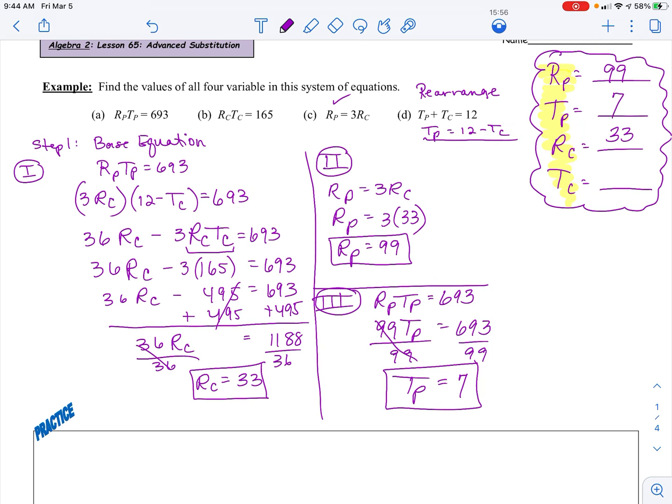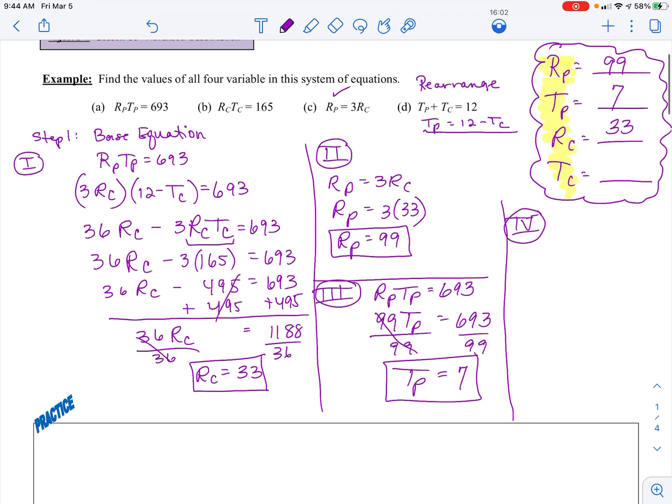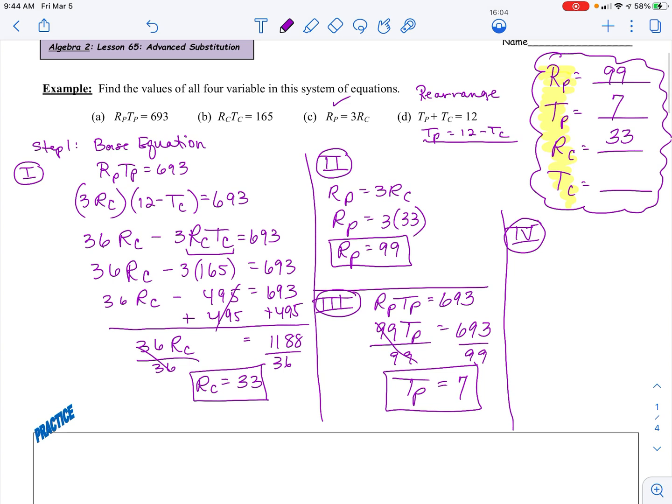So I've gotten 3 out of my 4 variables, which is great. And we'll need one more calculation to figure out TC. So I have RP, TP, RC. So look back up at your 4, see where that would be a best fit. I'm going to choose to use the RC-TC equals 165. Because why? Because I have RC and I need TC.